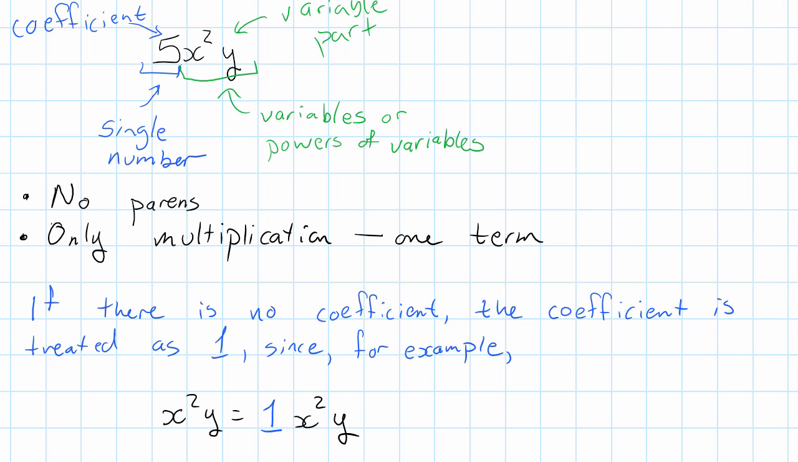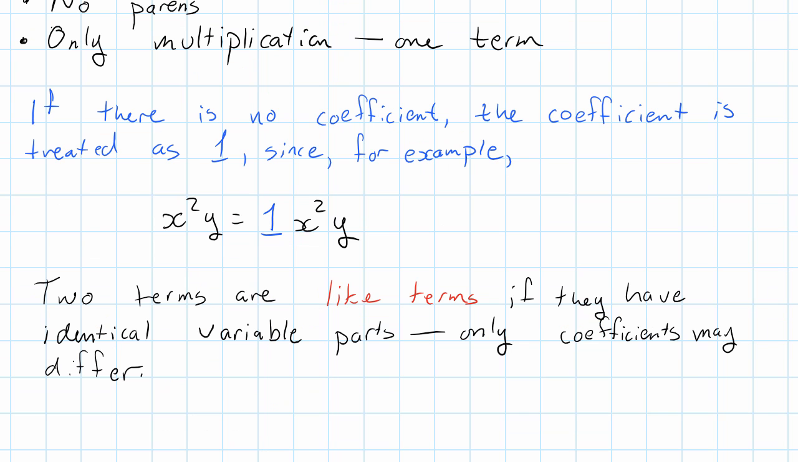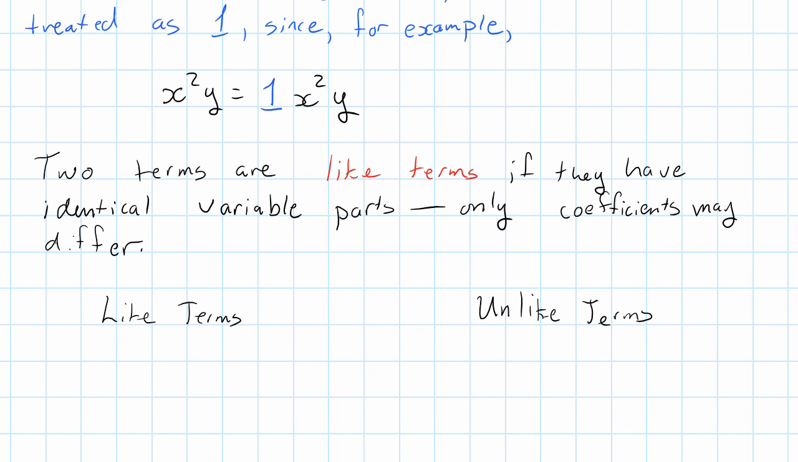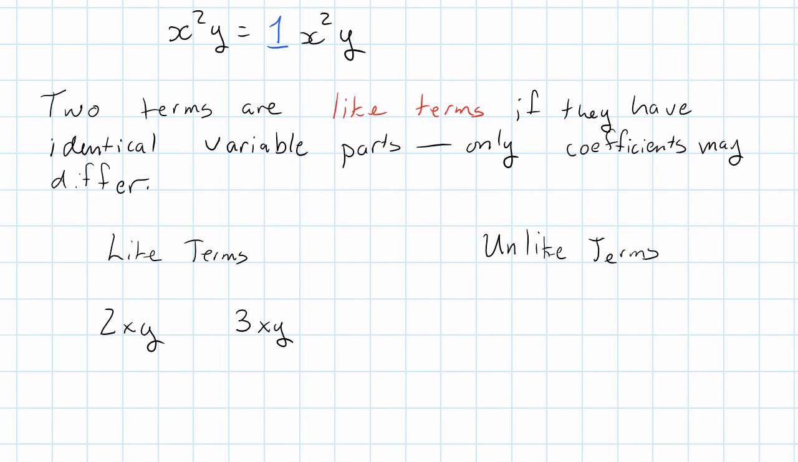Now, okay, so this is a simple term. What does it mean to have like terms? Two terms are like terms if they have identically the same variable parts. Only the coefficients might be different. So, for example, 2xy and 3xy are a pair of like terms. x squared y cubed and negative 5x squared y cubed: identically the same variable parts.